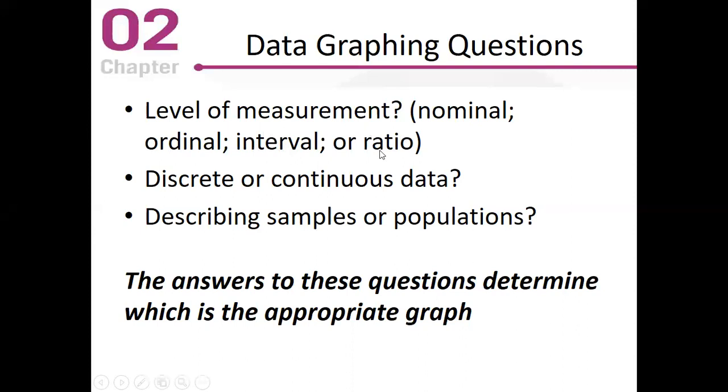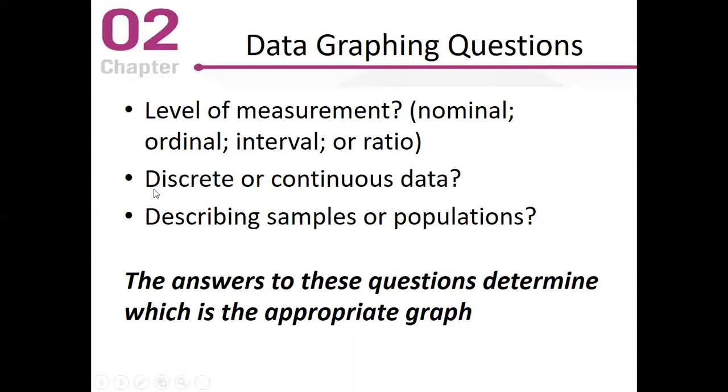Now, numerical data is going to be graphed fairly similarly, but the really key difference here is if you have nominal data. If you have regular categories or labels, you have to use some different graphing methods, which we'll talk about in a moment.